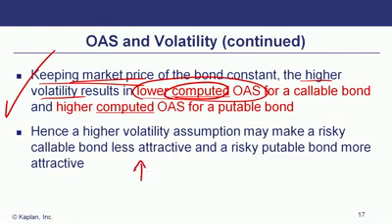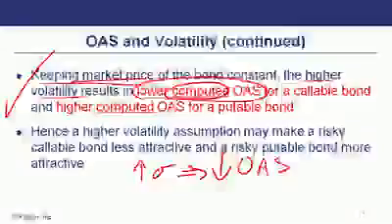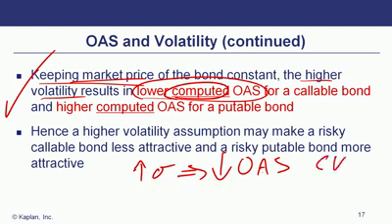So if you increase the volatility, if you increase standard deviation, then what you're going to get is a lower OAS. Right? So a higher volatility assumption is going to lead to a lower OAS, and this is for callable bonds. It'd be just the opposite for a putable bond. So that's what we have here for OAS and volatility, and I think it's just so easy to write questions on, right?